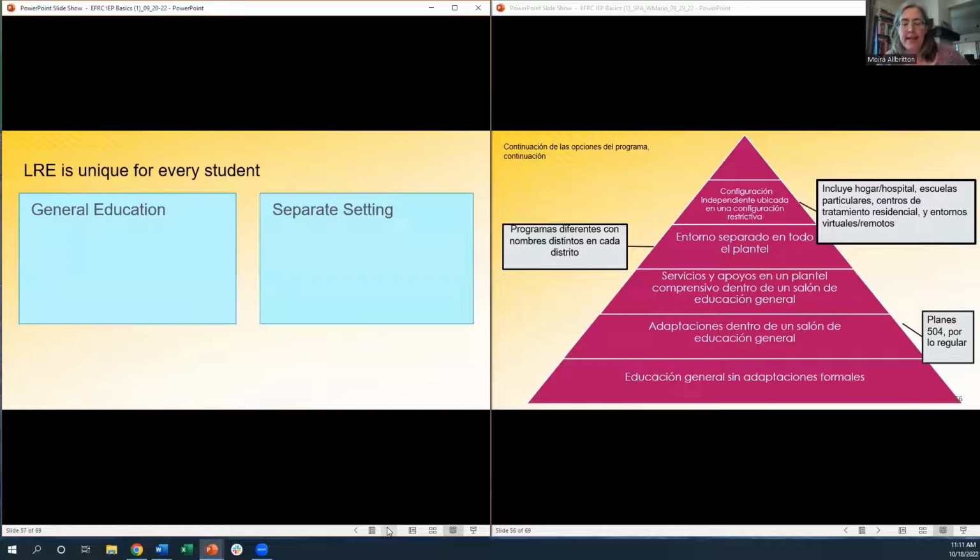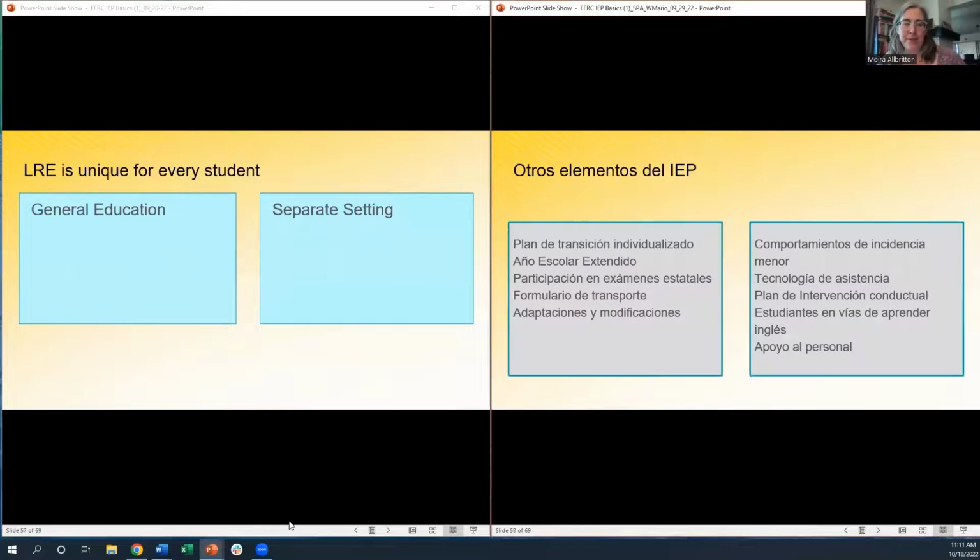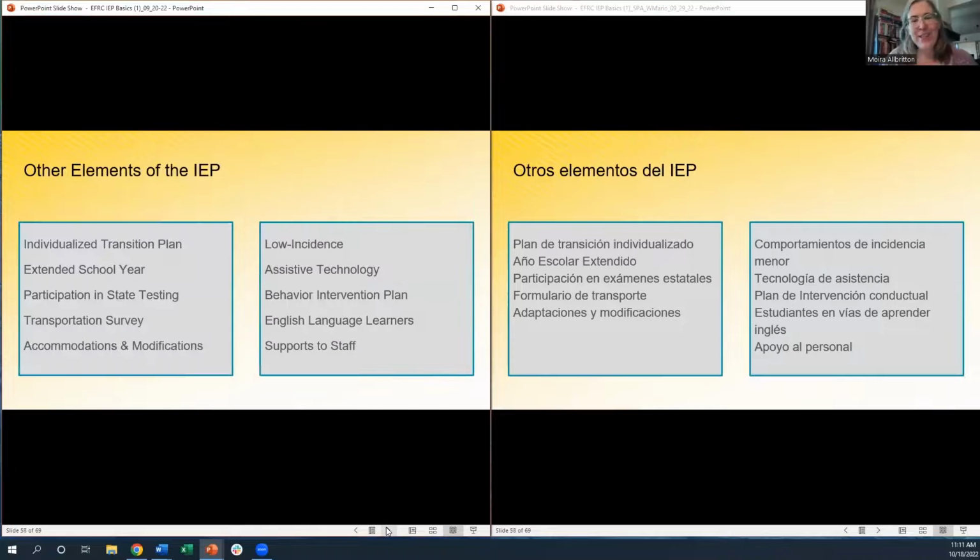Okay, next slide. Actually, skip that one, please, Joe, because I rambled on a previous slide. So we're at other elements of the IEP. If I had 6 hours, I could go through all of these. We have trainings on individualized transition planning, and that's really for students that are around 14 years old and up. So put that in the back of your brain for later.